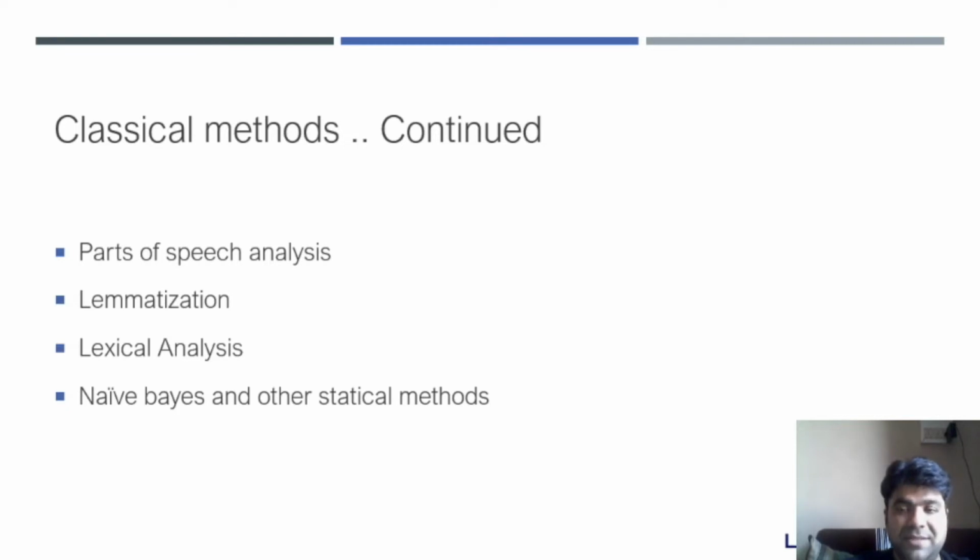Parts of speech analysis. Parts of speech are noun, verb, adjectives, and so on and so forth. Much before deep learning was introduced, there were heuristic methods to tag the parts of speech, which obviously gave a lot of intuition into what that sentence means.